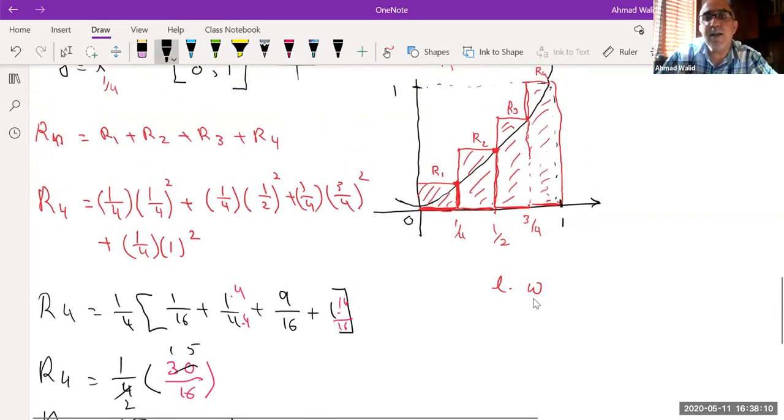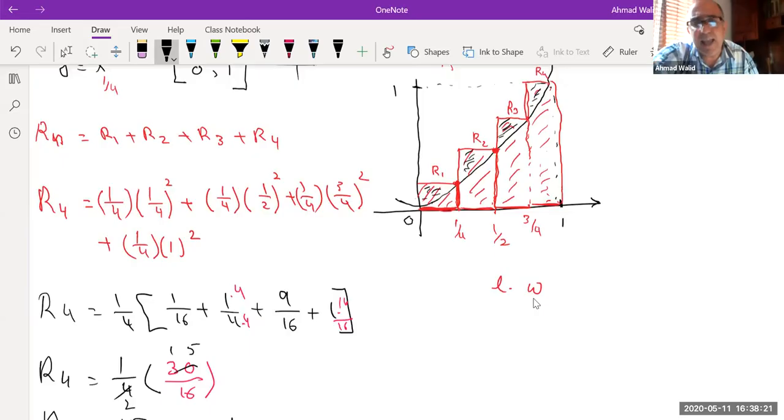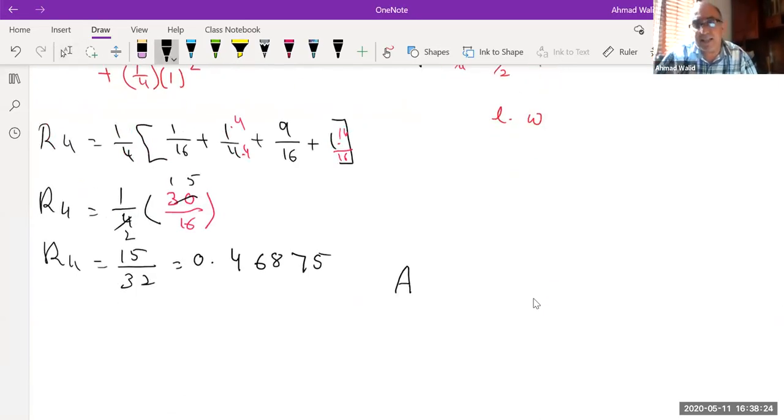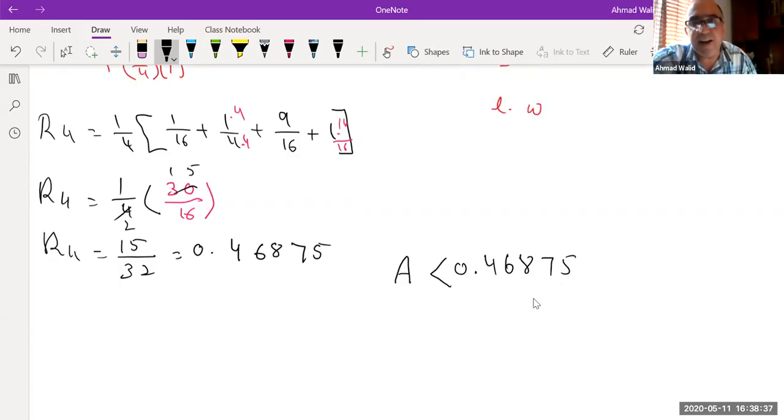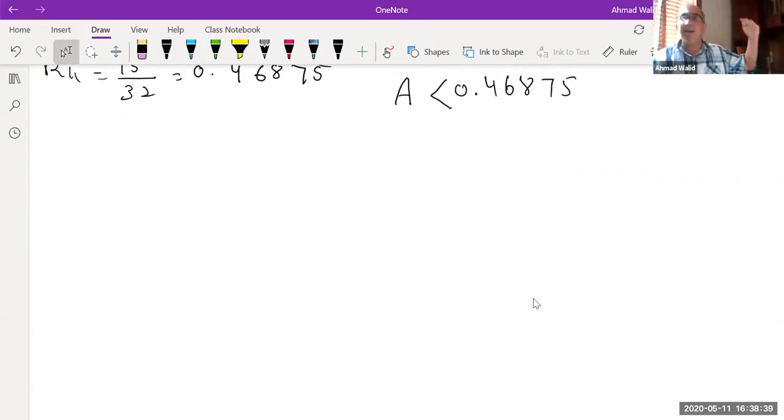You see these extra areas here? This one is an extra area for me. This one is an extra area. This one is an extra area. This one is an extra area. They are not under the curve, they are above the curve. That means the area of the curve should be less than this number, which is 0.46875. Correct?